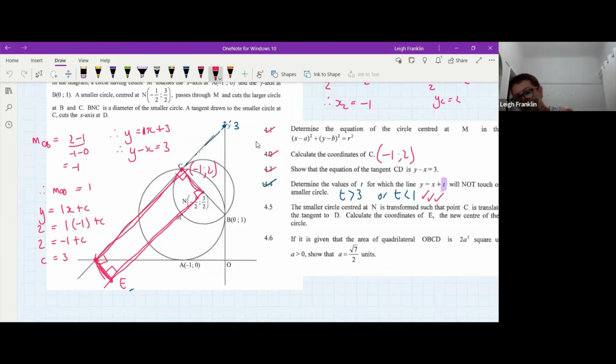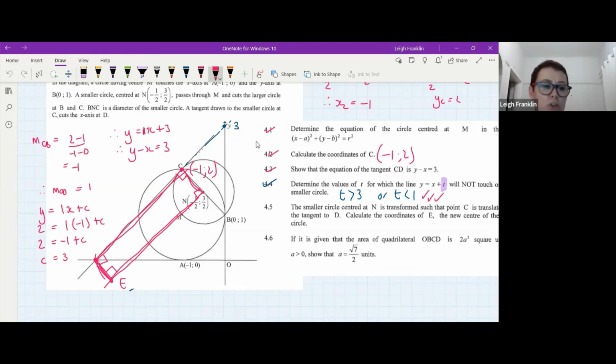Or the other way that we could do this question if we wanted to is to use translation. And I quite like using translation because you get to the answer quite quickly. In other words, what we're considering here is that as we go from C to D, however many left and down from C to D is the same that we would go from N to E.